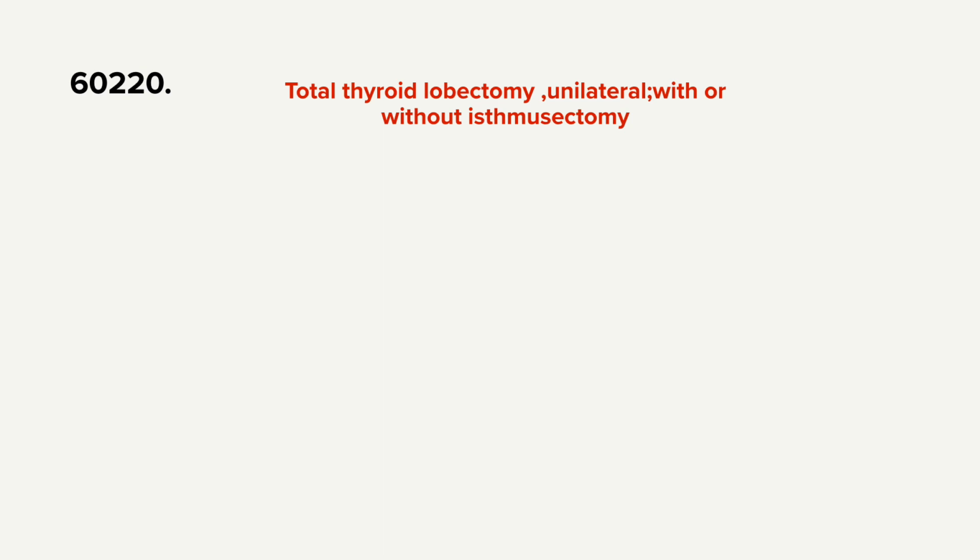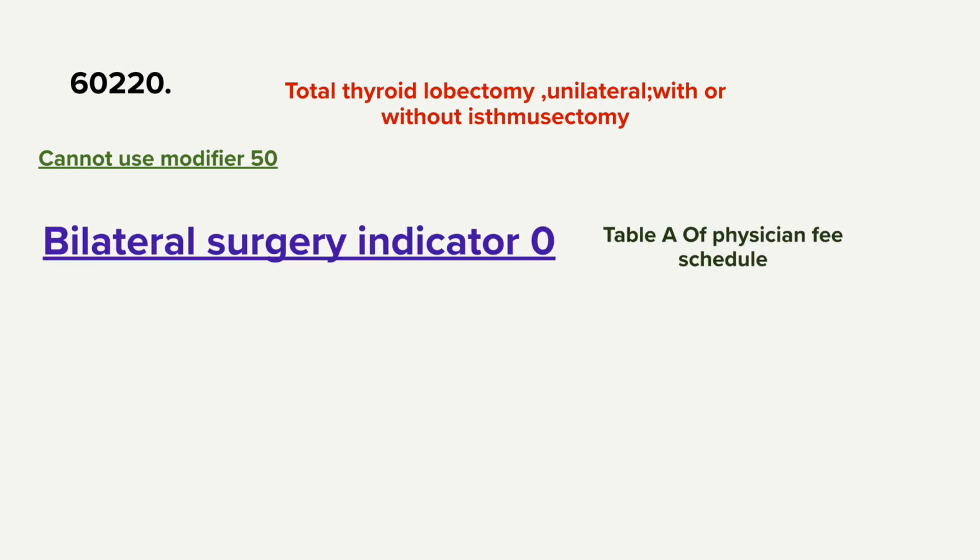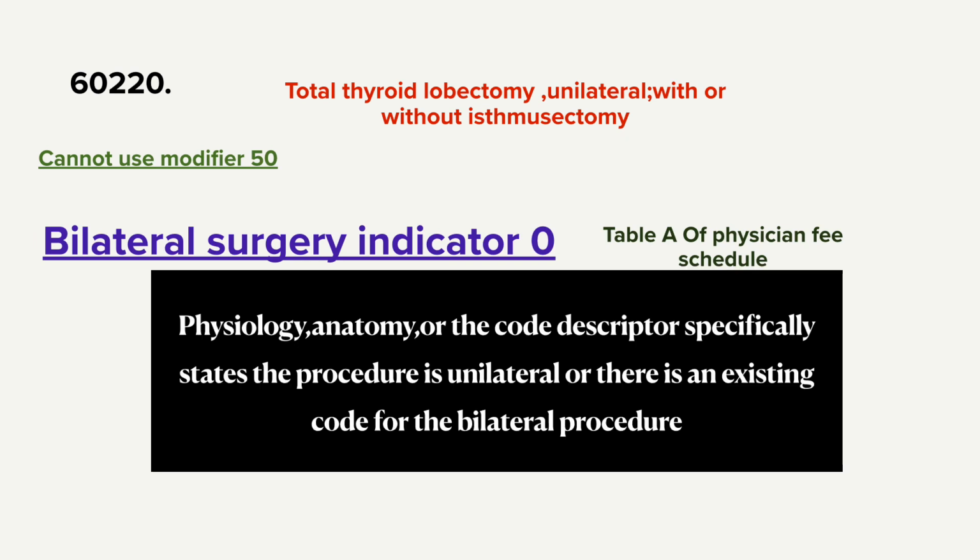Consider CPT code 60220, total thyroid lobectomy, unilateral, with or without isthmusectomy. We cannot use modifier 50 along with this code because the thyroid is not a bilateral body part. When the bilateral surgery indicator is 0 in Table A of the physician fee schedule, it means physiology, anatomy or the code descriptor specifically states the procedure is unilateral, or there is an existing code for bilateral procedures. Never append modifier 50 to these procedures.